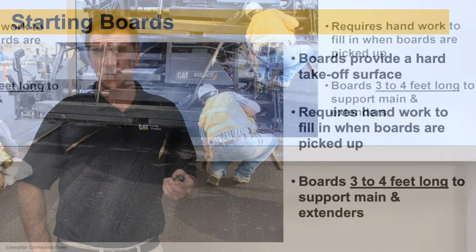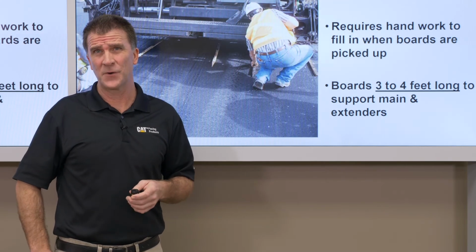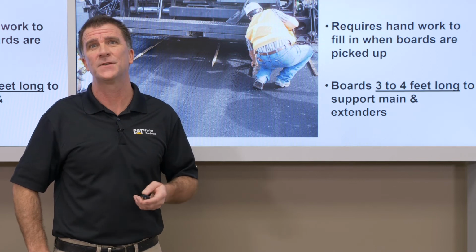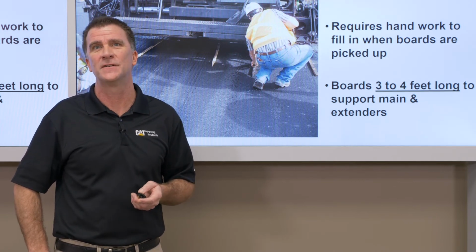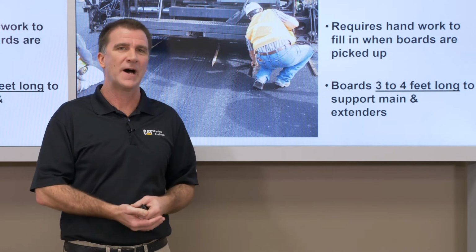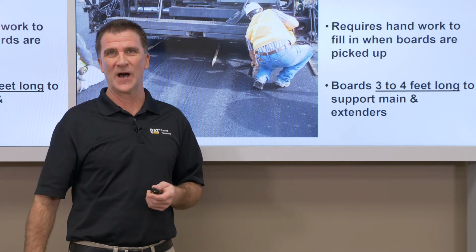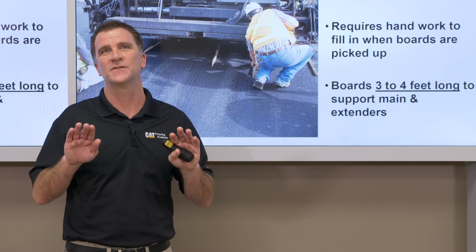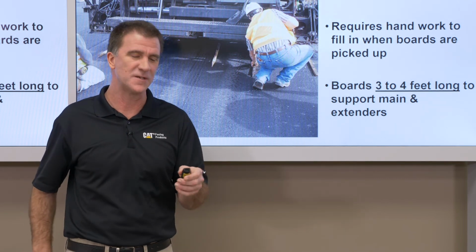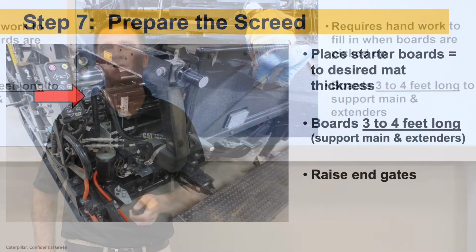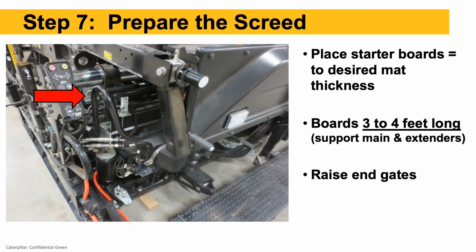So always recommended boards at least 3 feet long, 4 feet's even better to support the main screed and the extenders. If they're not big enough, throw a pop can under there or a big rock or something. Once that screed takes off, it's just going to rock or roll over and nose down. So we need boards to support the full length of that screed. And again, this picture is showing the board underneath, a little hard, difficult to see there, but 3 to 4 feet long to support both under the main screed and the extenders.